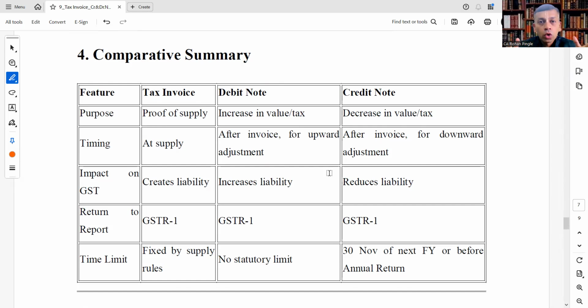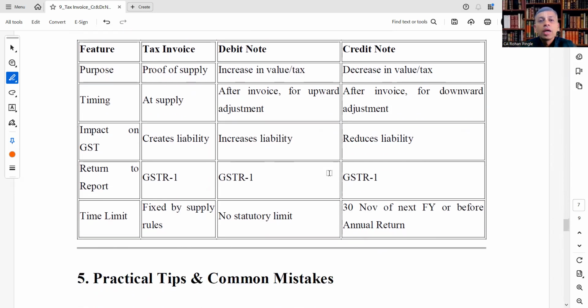Timing of issuance of the document. Tax invoice at the time of supply. Debit note after invoice for upward adjustment, and credit note also after invoice for downward adjustment. Impact on GST. A tax invoice creates a liability. A debit note increases the liability, whereas a credit note reduces the liability. Return to report: GSTR1 for tax invoice, GSTR1 for debit note, and also GSTR1 for credit note. For all of these three documents, the return applicable is GSTR1.